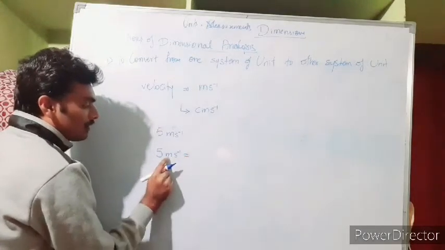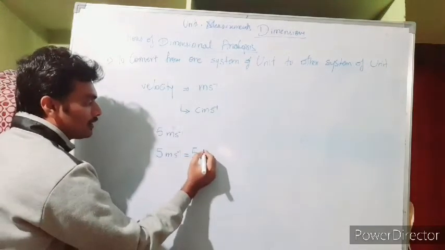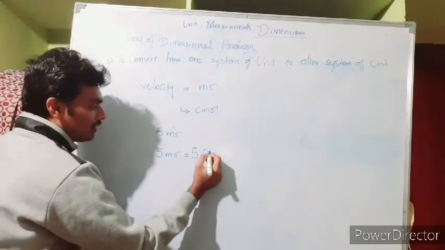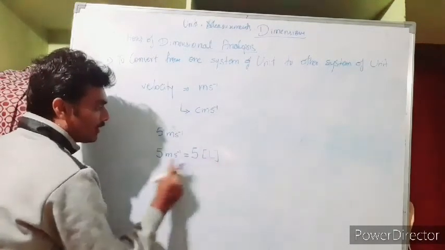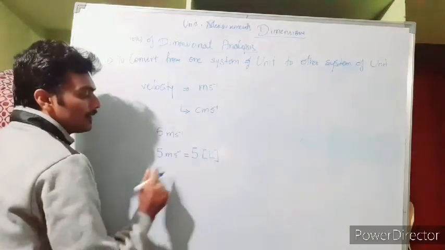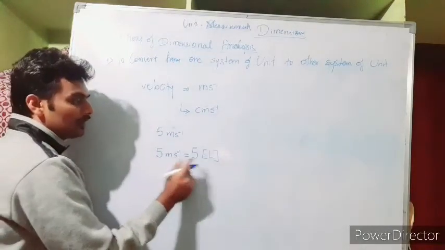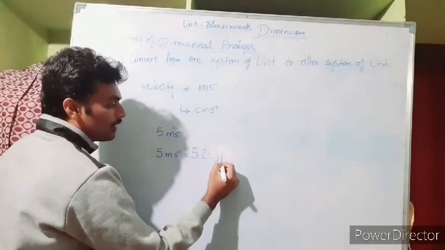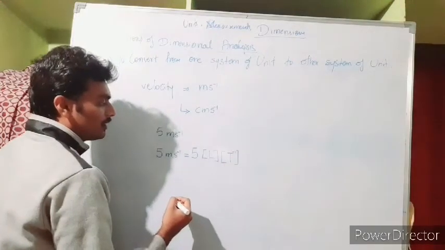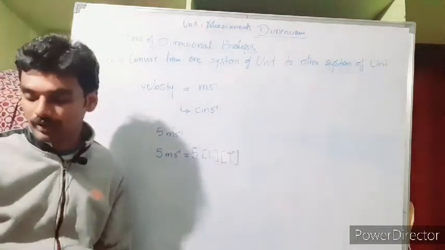see, here I have one dimension of length, meter, so it is one dimension of length, and minus one dimension of time, isn't it? So it is L T minus 1. This is how we express the dimension of velocity.